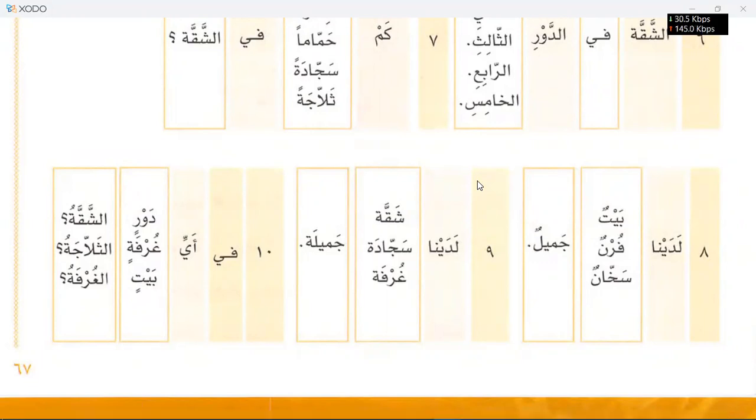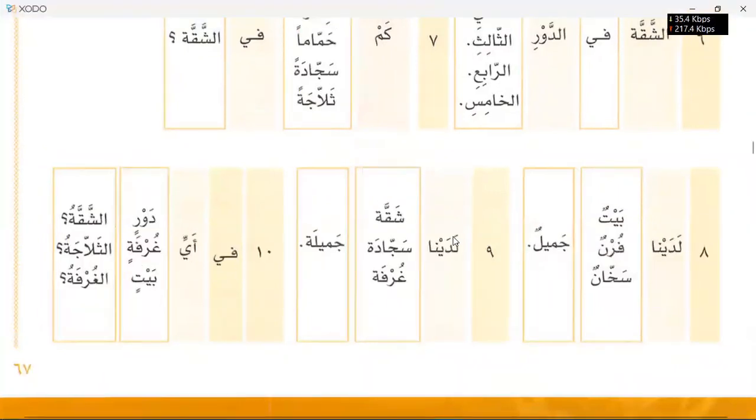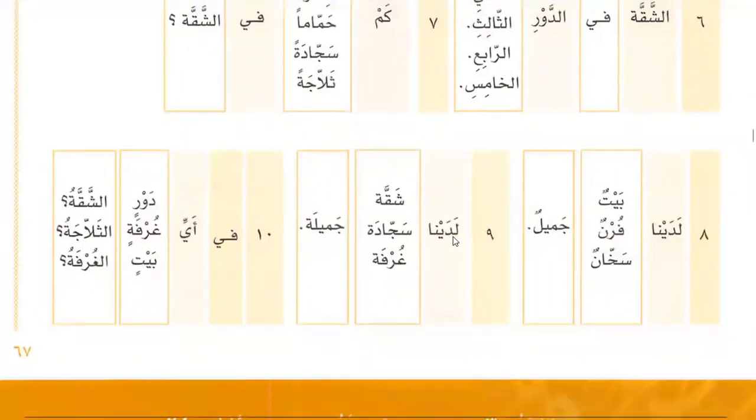I think Miss Vidad is going to pick her daughter up from school. So, Mr. Jawad. Ladaina shaqqatun jamila. We have a beautiful apartment. Ladaina sajjada jamila. We have a beautiful rug. Ladaina ghurfatan jamila. We have beautiful rooms.